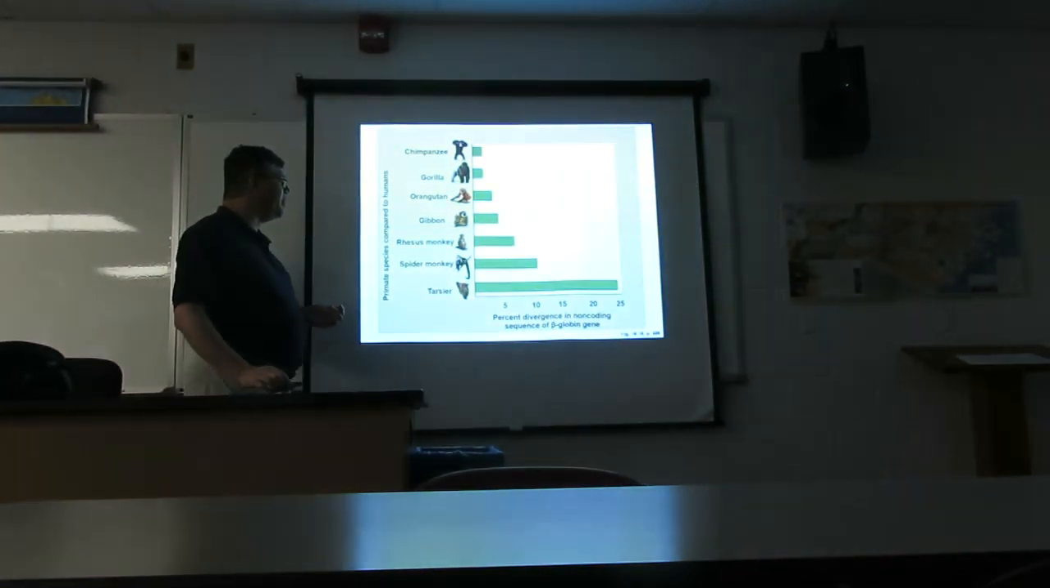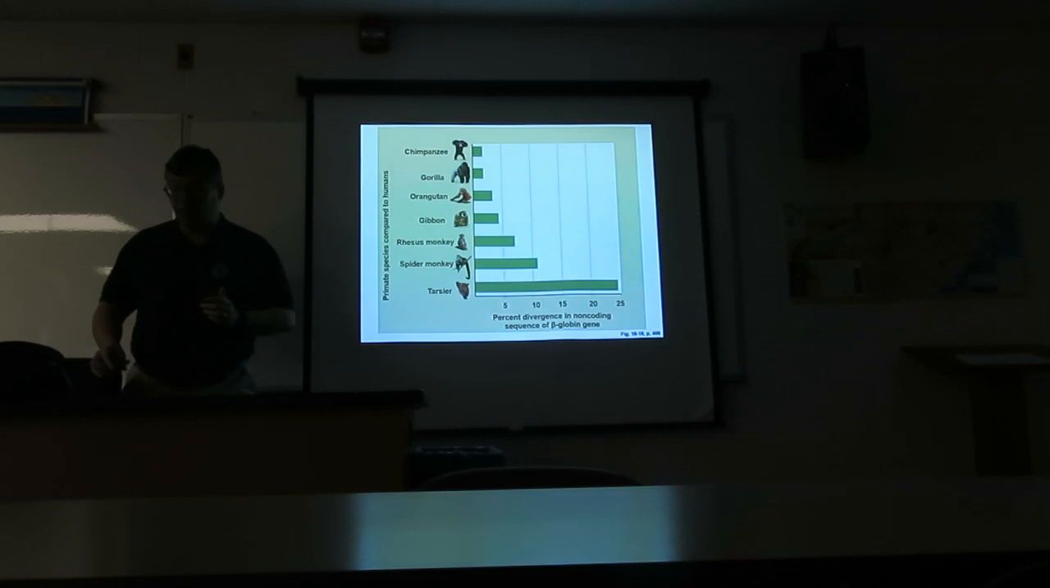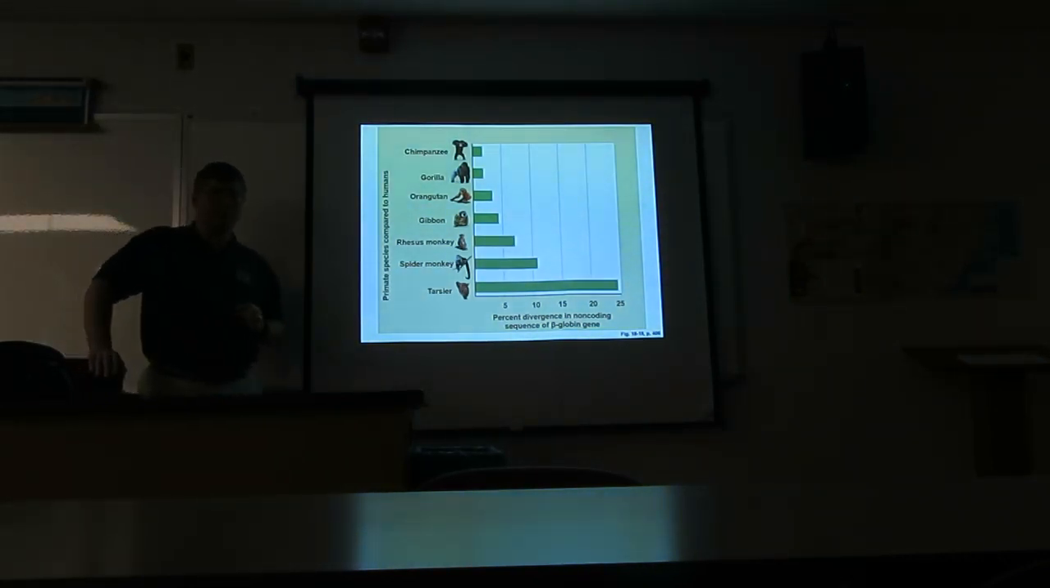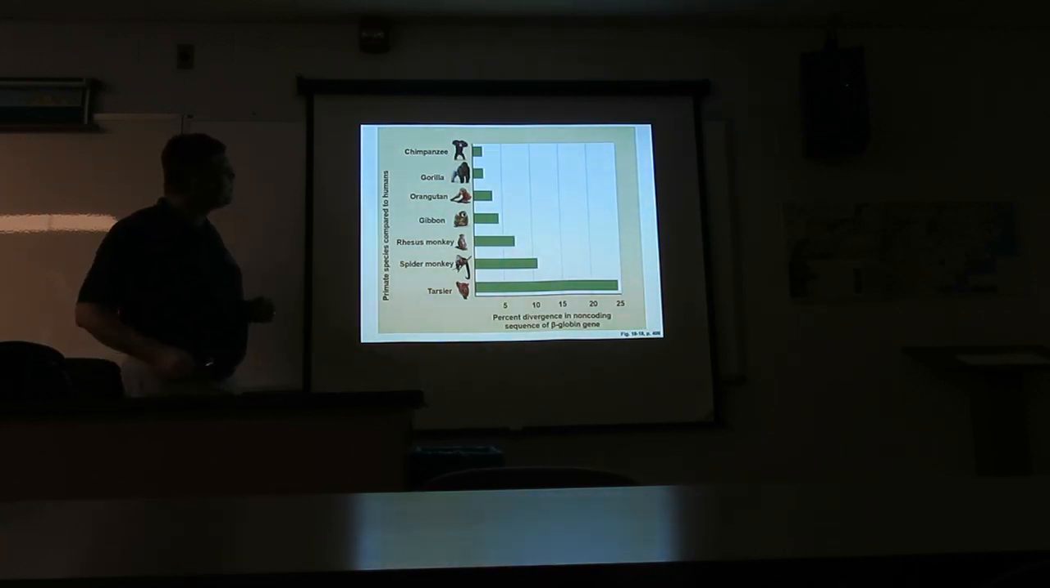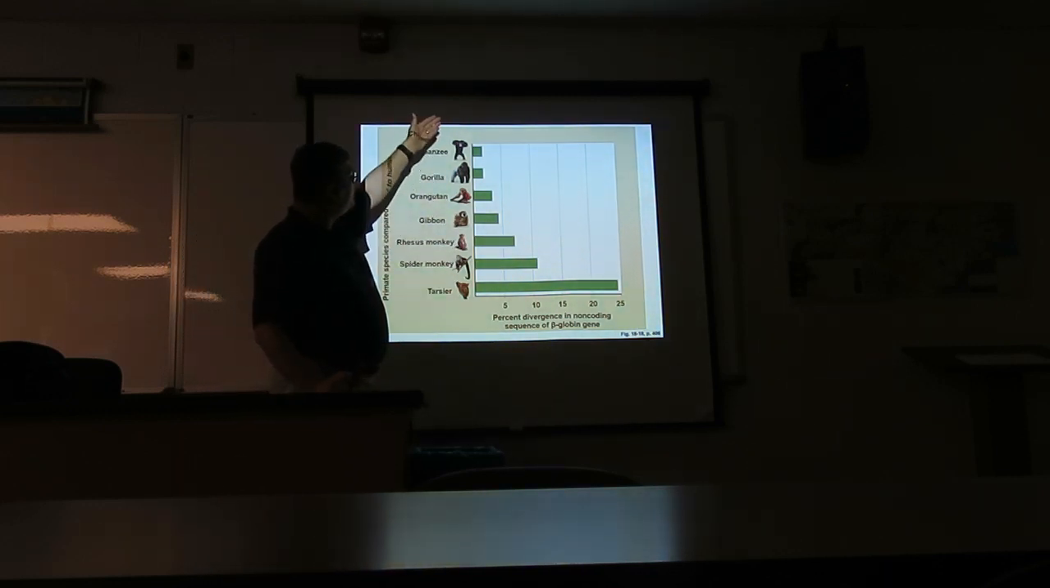Here's an example of a specific comparison. This is in the non-coding region, so that would be things like introns and spacer regions. In the beta globin gene, one of the genes helping make hemoglobin, oxygen carrying in the blood, this is how different it is from human to these other things.